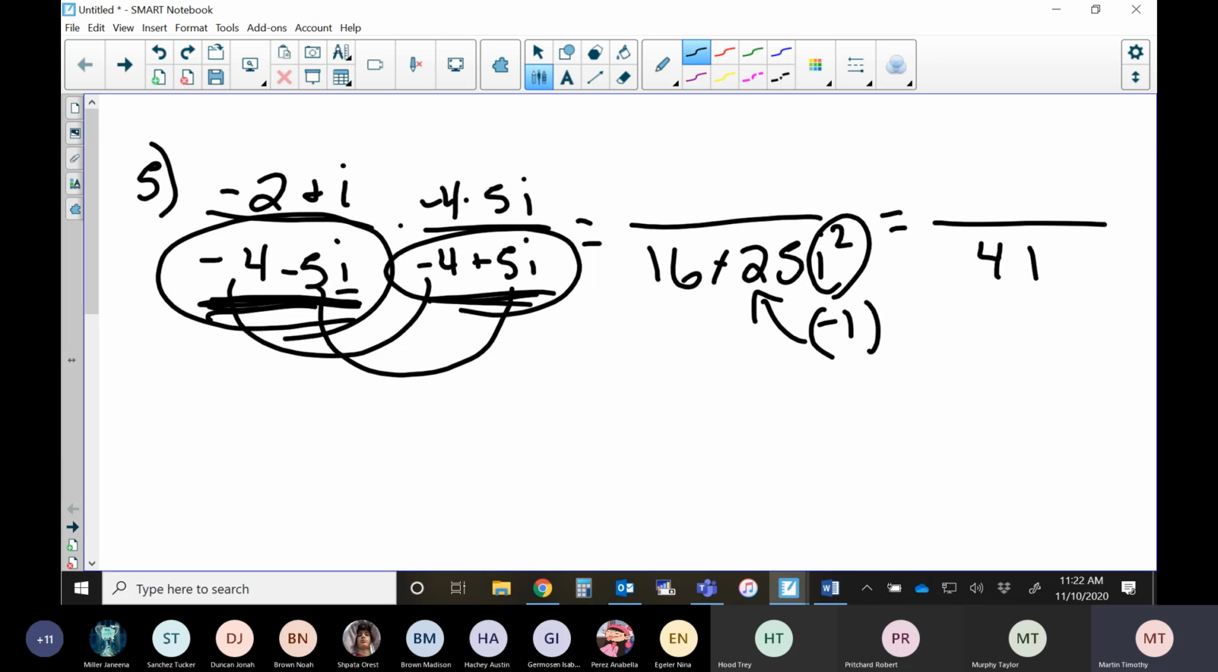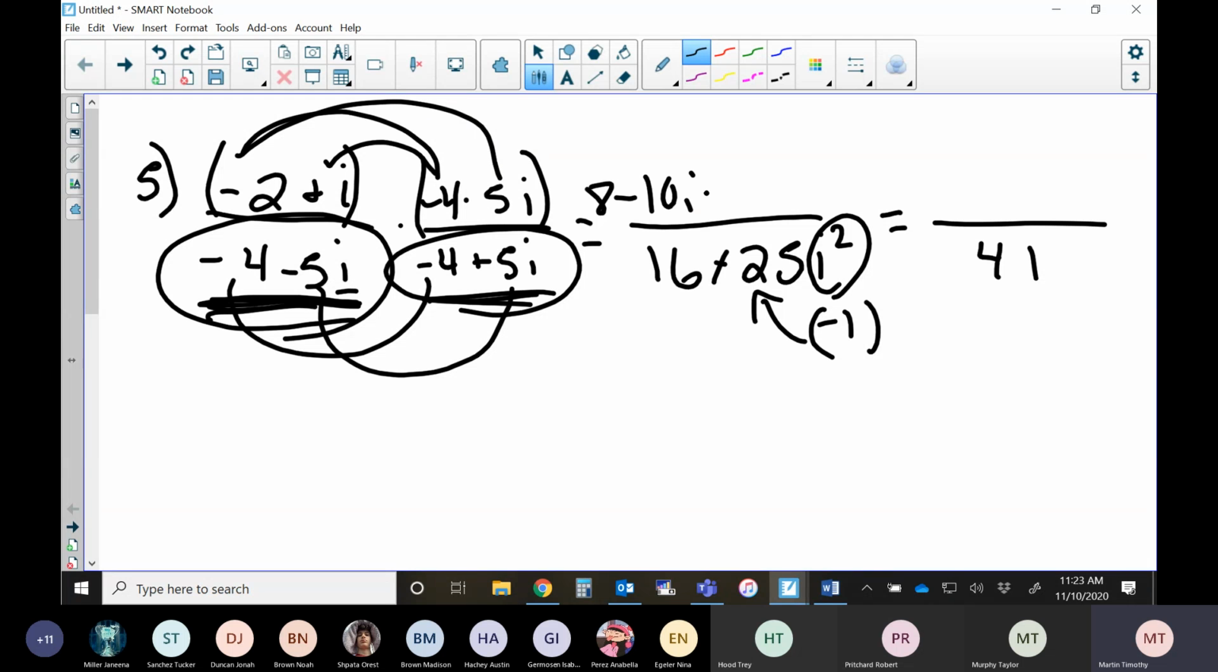On the top, I cannot skip that step because these are not difference of squares. That means I have to fully do it out, meaning -2 times -4 is a +8. -2 times a 5i is a -10i.